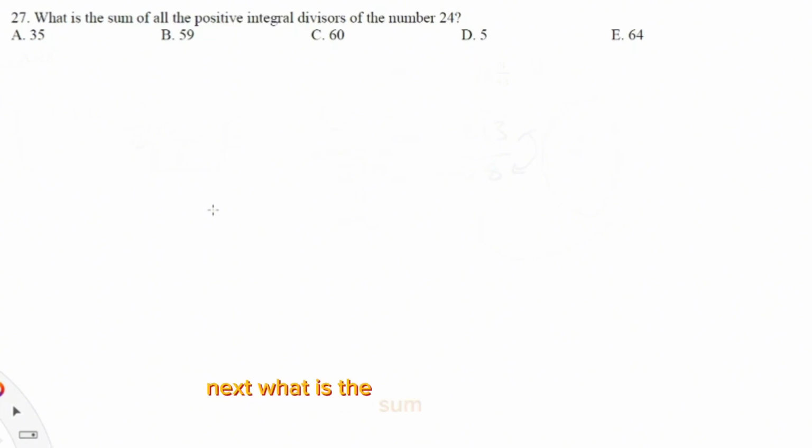Next, what is the sum of all the positive integral divisors of the number 24? Alright, so the first step in solving this problem is finding the prime factorization. I actually have a full video on how to find the prime factorization, which will be linked in the pinned card at the top. But let's continue with this problem.